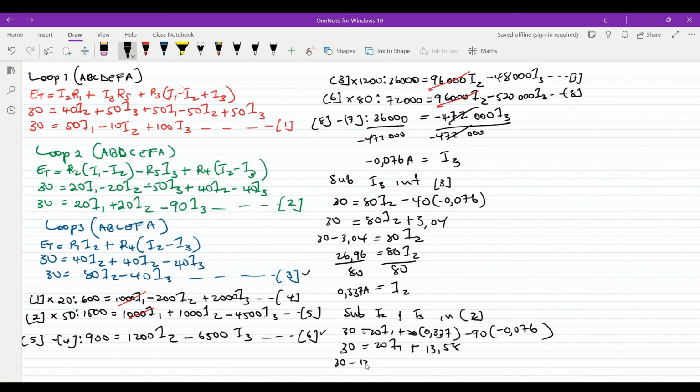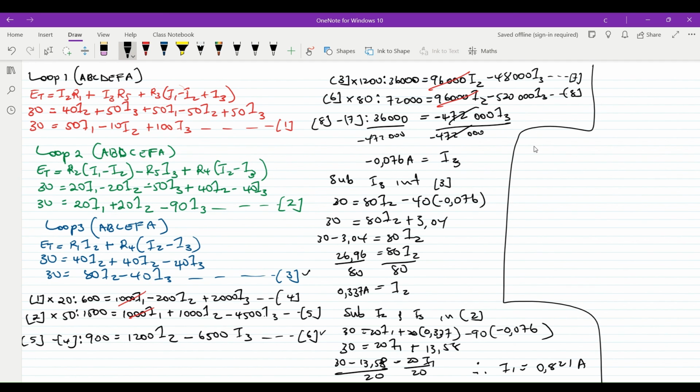30 minus 13.58 is equal to 20 I1. You divide by 20 both sides. Your I1 should be given as 0.821 amps. But because the question says calculate the current in each branch, it means that we're not done here.